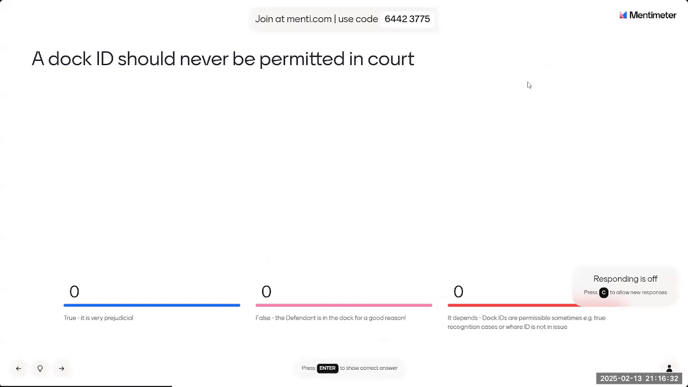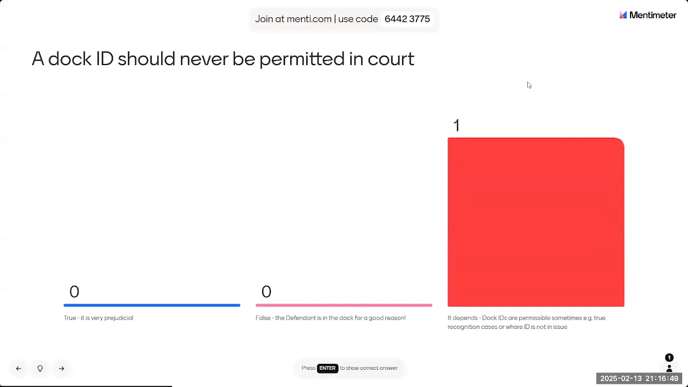A dock ID should never be permitted in court. True, it's very prejudicial. False, the defendant is in the dock for a good reason. Or C, it depends. Sorry. It depends. Dock IDs are permissible sometimes, e.g. true recognition cases or where ID is not an issue.